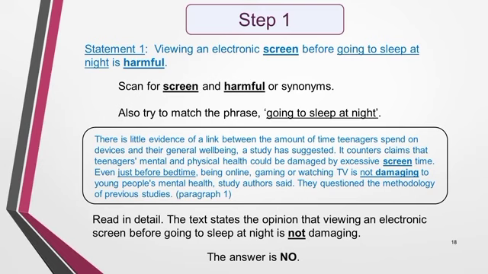Having read the instructions and tried to understand the meaning of the statements, I now focus in on the first statement, which is, viewing an electronic screen before going to sleep at night is harmful. The key words I select to scan for are screen and harmful, although I'll be looking out for synonyms as well. I scan the first paragraph and easily find screen. Harmful isn't there, but I do spot damaging, which is a synonym. This shows me that I've found the section of the text where the answer is located.